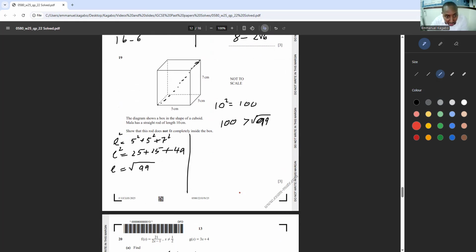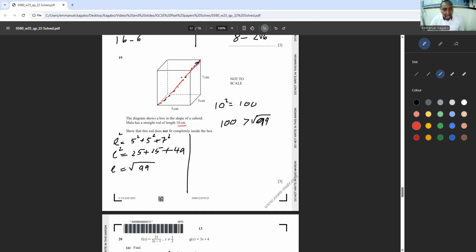The diagram shows a box in the shape of a cuboid. Mara has a straight rod. The length of the rod is 10 centimeters. Show that this rod does not fit completely inside the box. The simple thing to know is that you have to get the diagonal of the box. When I was drawing, I tried to do this one. You get that? Or you can just go with any direction. You get that, guys? Just any diagonal, even the other one. But let us go with the one I did.